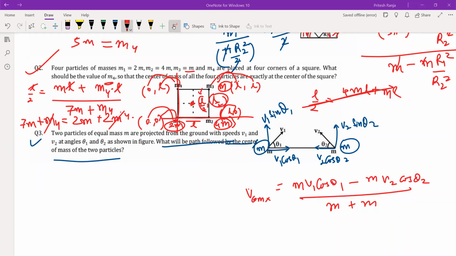ठीक है, ये हमने प्रोजेक्ट कर दिया था. We have projected this and let us try to get the trajectory of the center of mass. जैसे हम trajectory particle का निकालते थे, in the same manner we will get the trajectory of the center of mass.